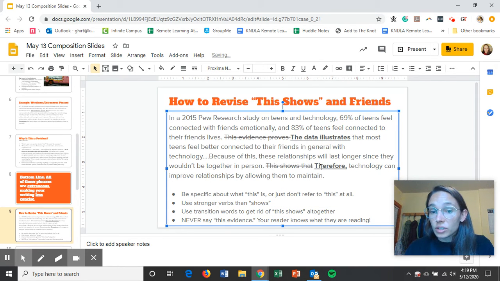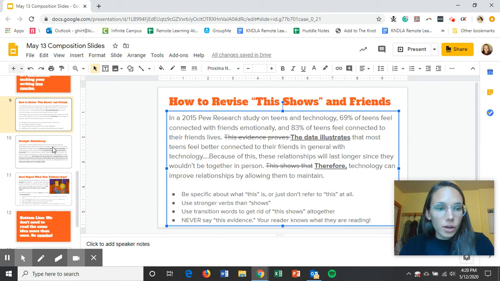Instead of using something like "this shows," you can just use a transition word, right? Instead of "this shows that," you can just get rid of that and use a transition word like therefore, ultimately, or consequently. You use one of those cause and effect transition words instead of "this shows." And then just never say "this evidence." Just don't tell me that I just read evidence. I know I just read evidence. You don't need to say what it is.